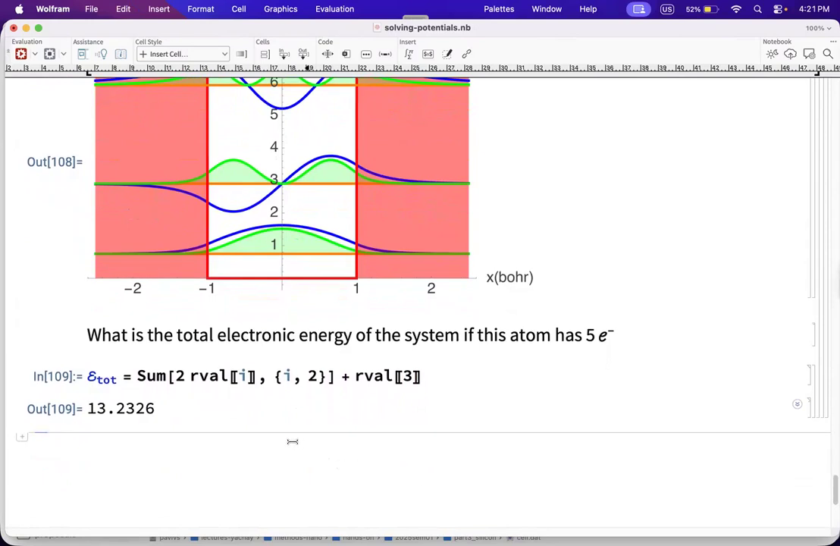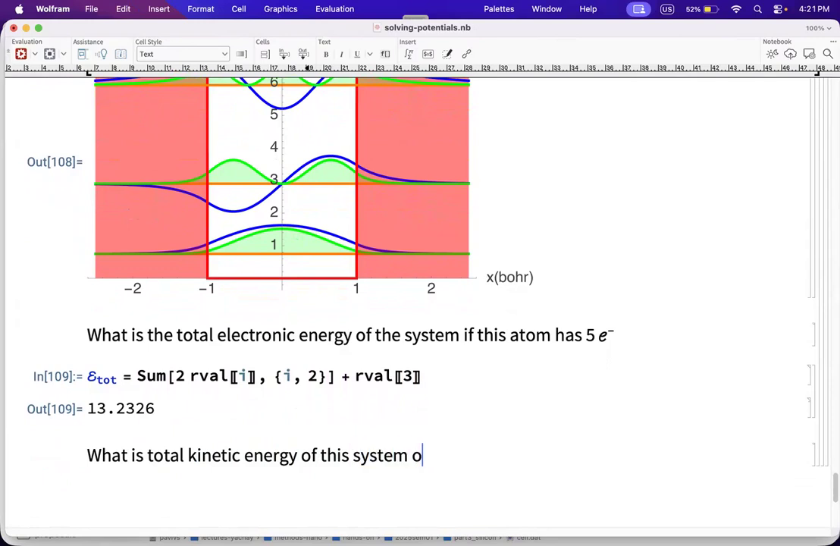Please tell me what is the total kinetic energy of the system with 5 electrons? What do you think it will be?